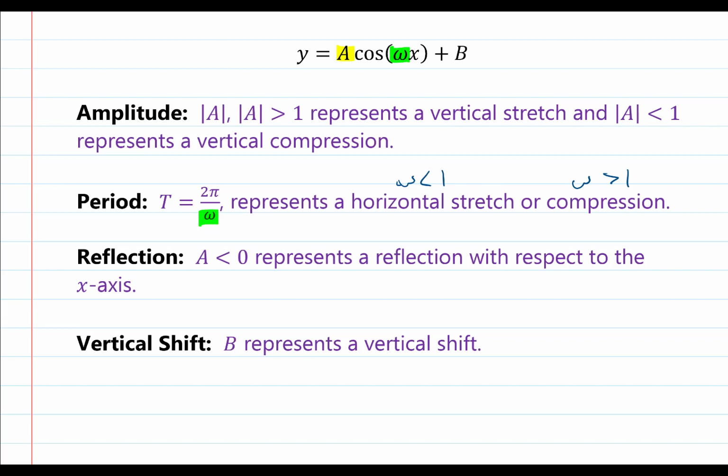Next, let's talk about a reflection. We discussed earlier that A can be negative, and when A is negative, less than 0, it represents a reflection with respect to the x-axis. So again, it has nothing to do with the amplitude. And finally, a vertical shift. The constant b represents the shift, and when b is positive, it represents a shift up, and when b is negative, it's a vertical shift down.